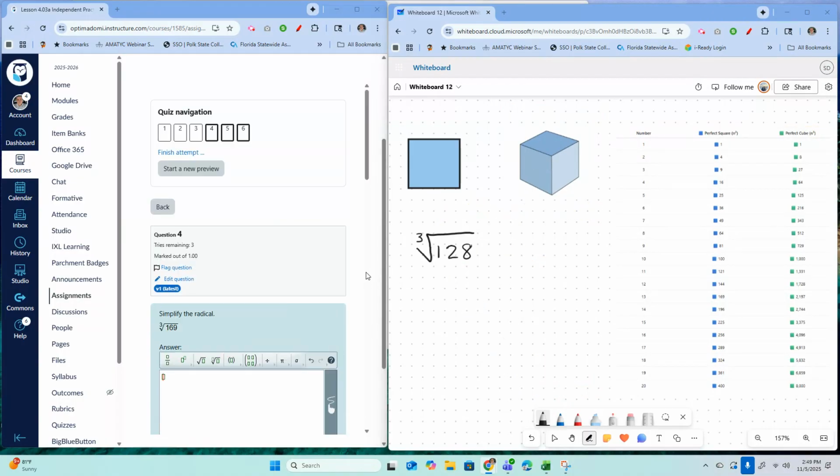Here's problem number 4. Same idea. They gave me the cubic root. Remember, when the index is 3, we call it cubic root. So basically, imagine that 128 is inside of a cube, and you want to find out what number you multiply 3 times by itself. It will give you 128.